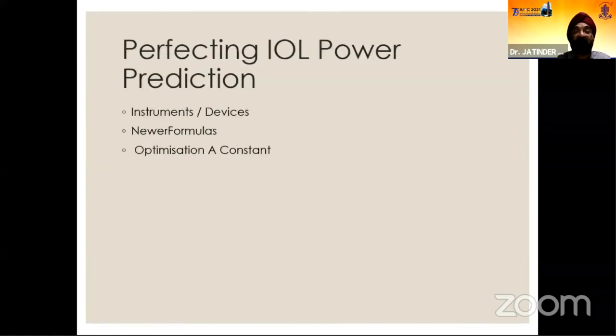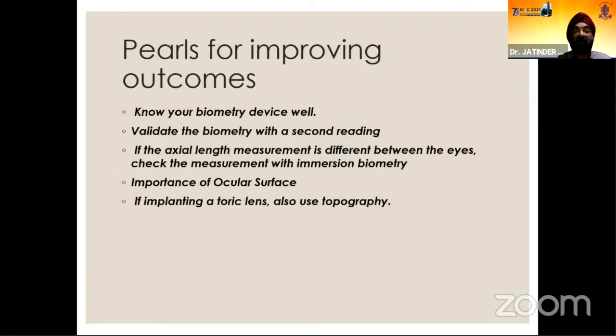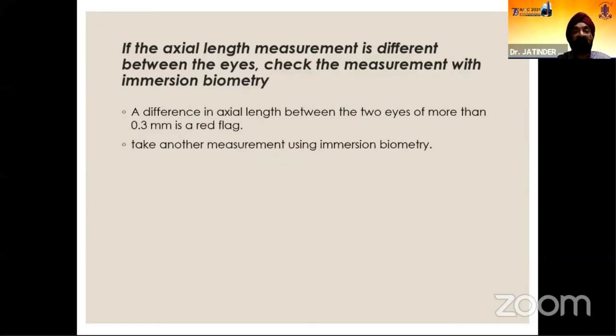So if we want to perfect our IOL power prediction, we have to use newer devices, newer formulas, and optimize A constants. And the pearls for improving are: please know your biometry device well. Validate the biometry with a second reading. If you find the readings are not very consistent, or if axial length measurement is different between the eyes, check the measurement with immersion biometry. The importance of ocular surface cannot be overemphasized. And if implanting a toric lens, also use topography.